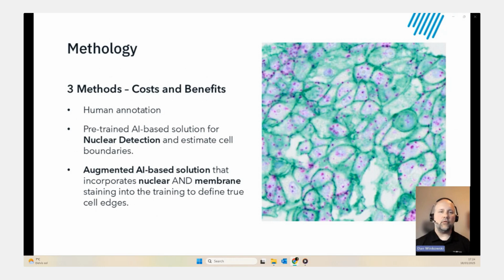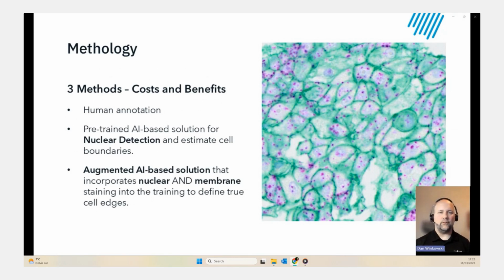Finally, we developed a membrane-aware AI in our discovery platform. And this method takes advantage of both the nuclear stain and the membrane stain in the tissue, allowing the AI to learn the true cell boundaries for the cells in the sample. By incorporating both nuclear and membrane signals, we get a much cleaner definition of cell edges.